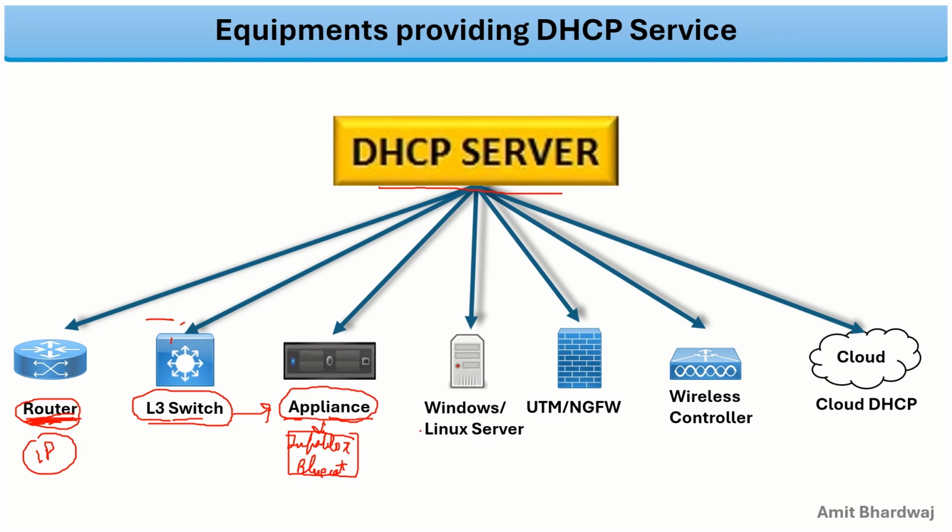Next, we'll move to the Windows and Linux servers. Most of the systems in the client environment are Windows or Linux, so they can also be used to provide the additional service of DHCP server. Or else we can move on to the advanced new generation firewalls, which are called UTMs or NGFs, that is next generation firewalls. They also have the DHCP service which can be leveraged by wired or wireless clients.